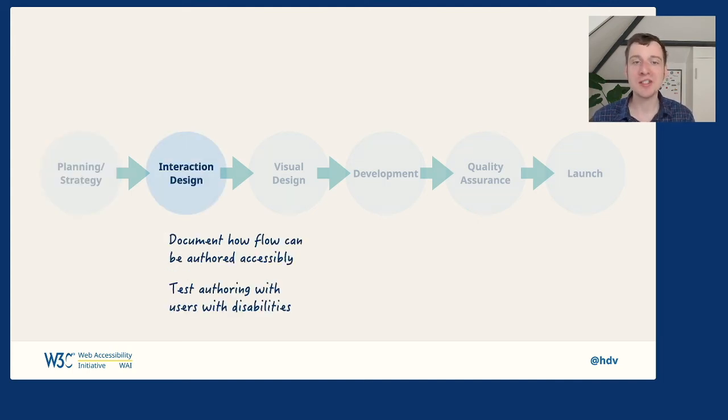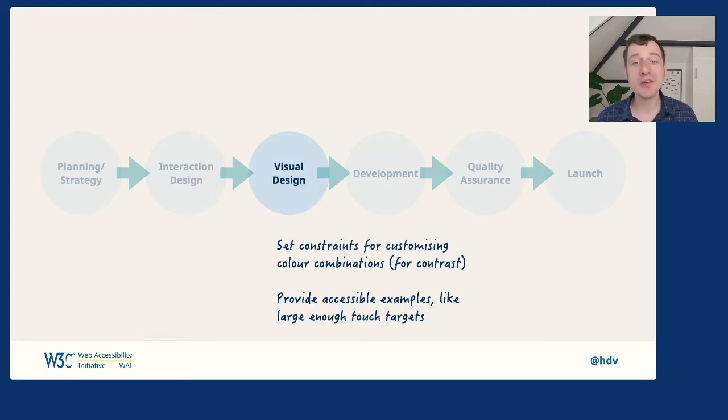In the interaction design phase, you could spend a great deal on how content should be authored in an accessible manner. You could test the authoring process with people with disabilities if user testing is part of your interaction design discipline. If you're doing visual design, you could provide guidelines for customizing color so that contrast works well. You could work on accessible examples like large enough touch targets.